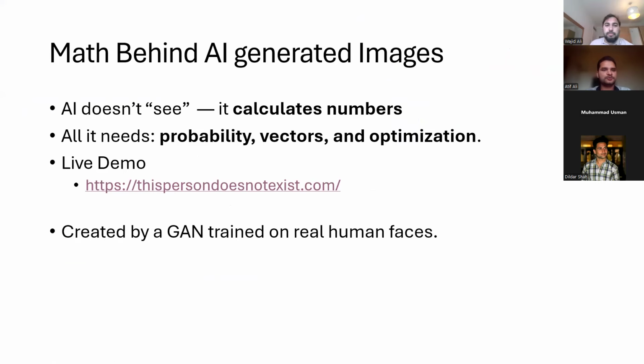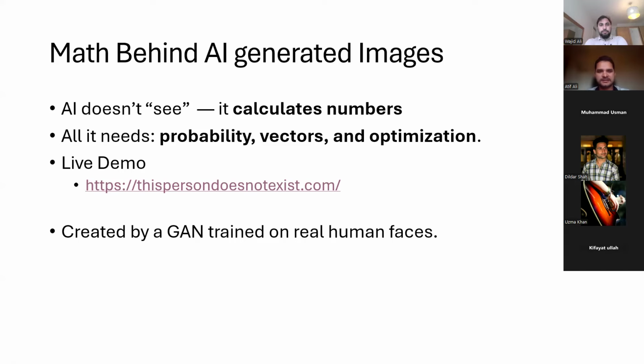Nowadays AI can do a lot of stuff. We can do music generation, audio generation, video and image generation, and text like ChatGPT. AI under the hood doesn't see anything, it only calculates numbers. All it needs is probability, vectors, and optimization. So here's a quick demo, on this website, This Person Does Not Exist.